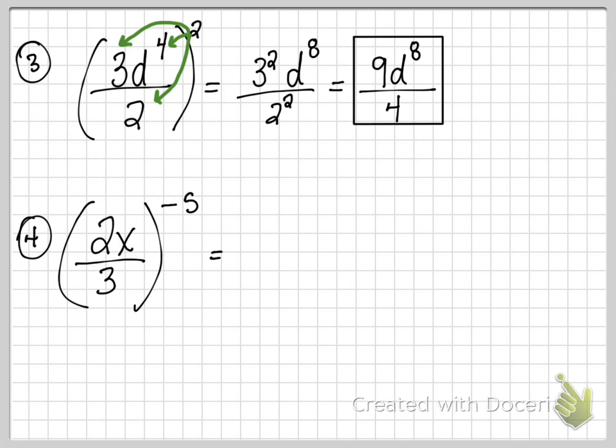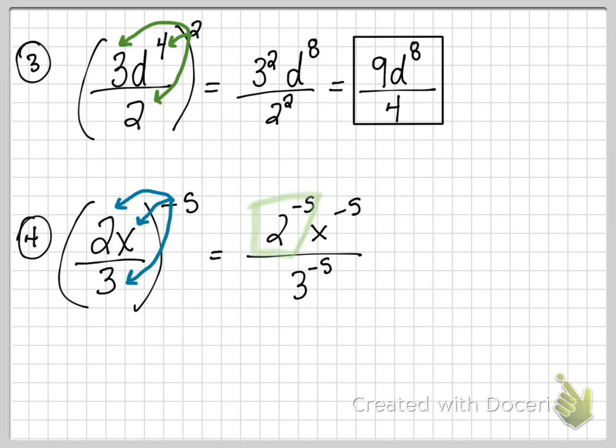All right, let's look at this one. We have the quantity 2x over 3 taken to the negative fifth power. We're going to use power of a product. This negative 5 exponent needs to go to both terms in the numerator, and it also needs to be given to our denominator. So we end up with 2 to the negative fifth, x to the negative fifth, over 3 to the negative fifth. All of these have a negative exponent, so we can deal with each one at a time.